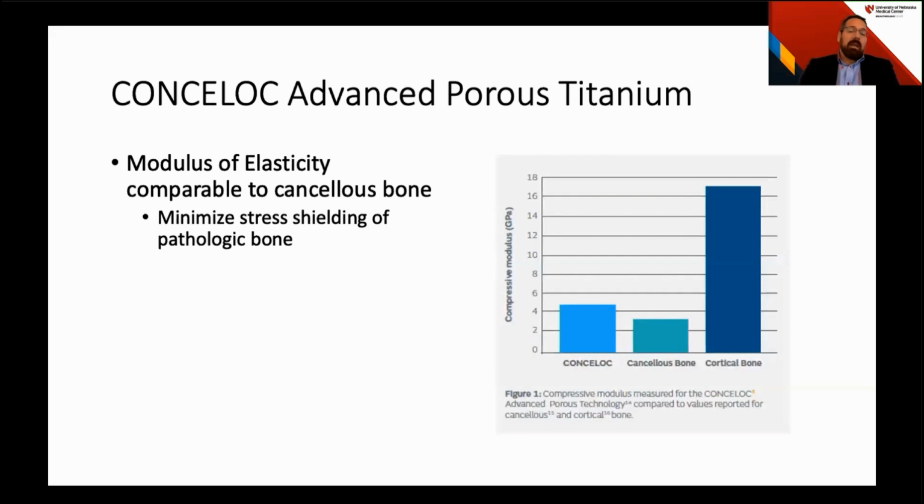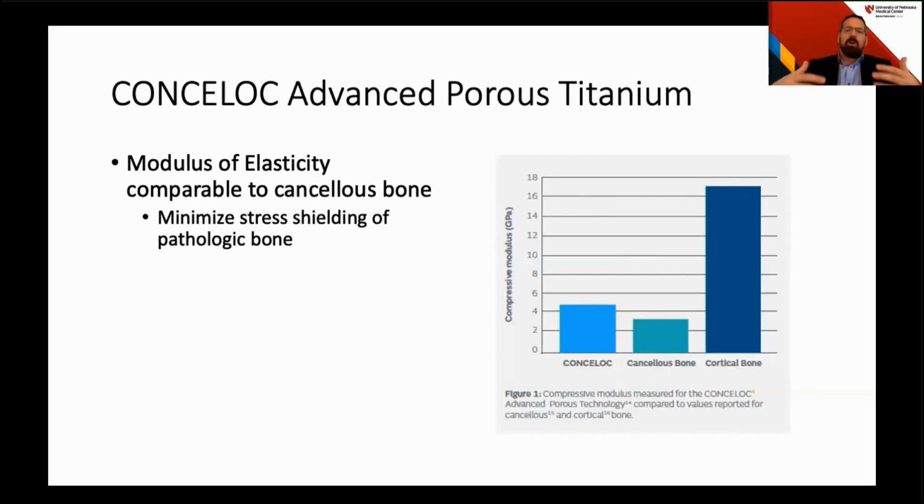The other thing I like about this material a lot is the modulus of elasticity. When you look at this, the modulus of elasticity is very similar to cancellous bone. So you can see on the graph, Conceloc has a modulus of elasticity of about 4.5 gigapascals, cancellous bone is in the 3 gigapascal range, and obviously cortical bone is much higher, almost 17 gigapascals. So this really closely mimics that.